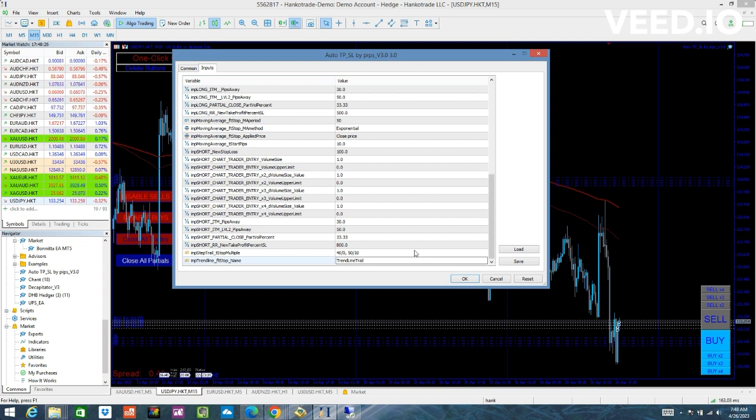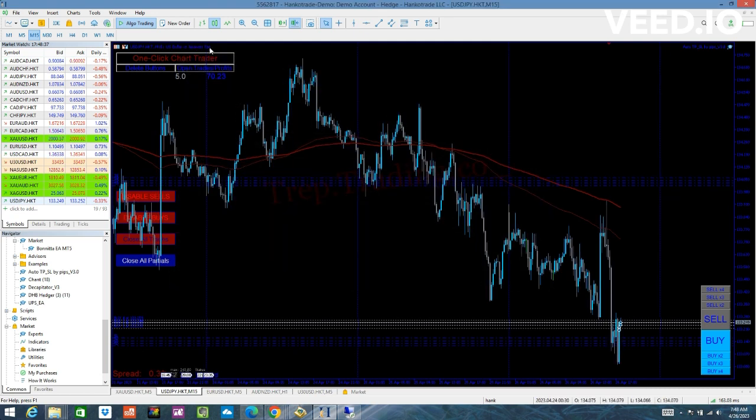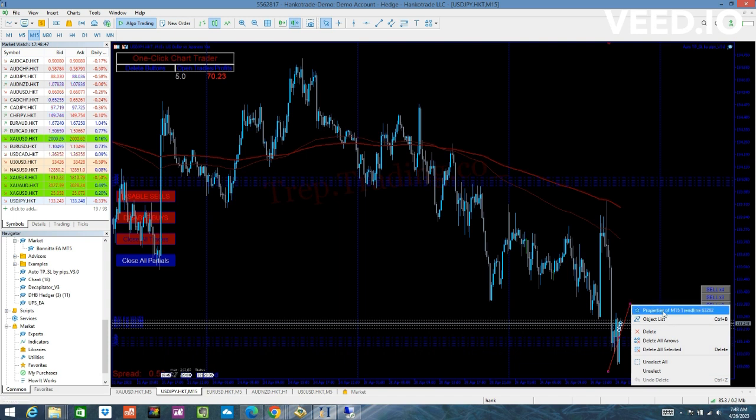So you can literally draw a trend line on the chart, name the trend line, put the name in here, and it'll trail it. So if I draw a trend line, let's go like that, it'll trail it below it. Oh yeah, that's on the current candle.